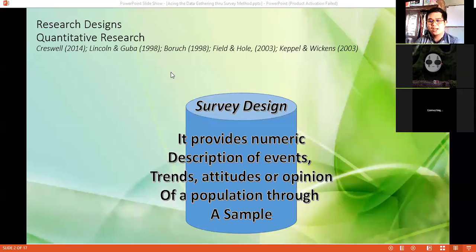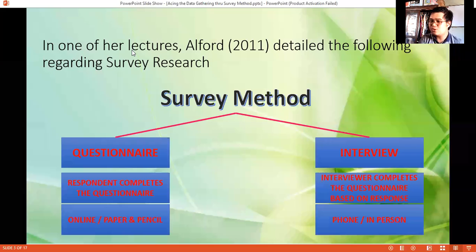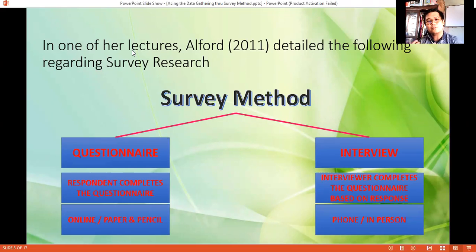Now, we also need to understand that in survey design, we use the following. According to Alford in 2011, he detailed the following regarding survey research. We have the survey method, which is the questionnaire and the interview. The interview we use most of the time in qualitative research, but we can also use it in descriptive research. We sometimes use interview data to support the numerical value of our responses.